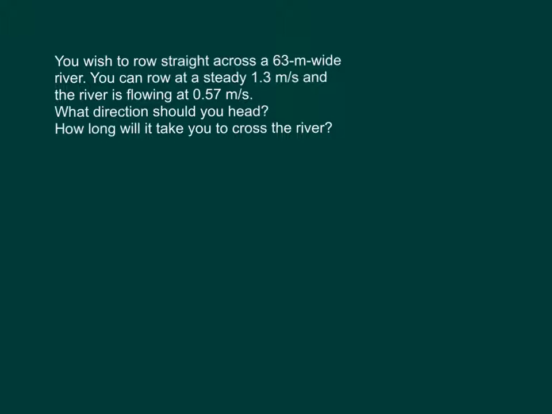Here's an example problem in physics involving two-dimensional motion and relative velocities. You wish to row straight across a 63-meter wide river. You can row at a steady 1.3 meters per second pace, and the river is flowing at 0.57 meters per second. And the question is, what direction should you head in order to go straight across? And how long will it take you to cross the river?